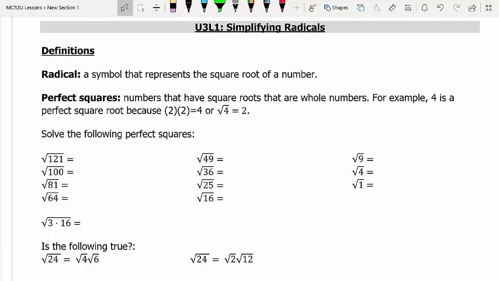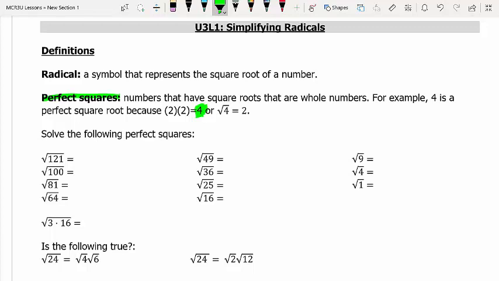Now, I want to remind you what perfect squares are. Perfect squares are numbers that when you take the square root of them, the answer is a whole number. For example, 4 is a perfect square because the root of 4 is 2. So 2 times itself is 4, and that makes 4 a perfect square.